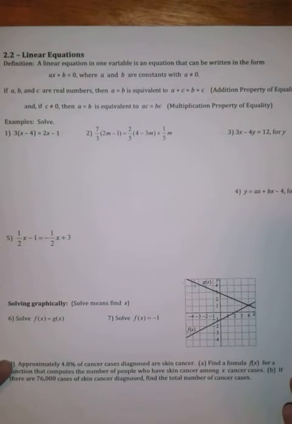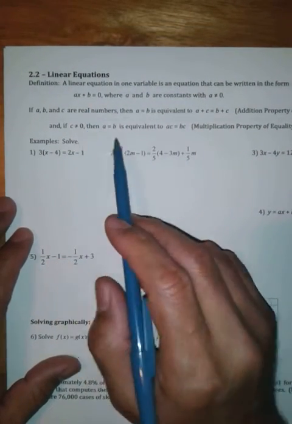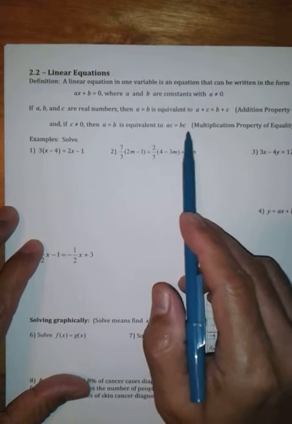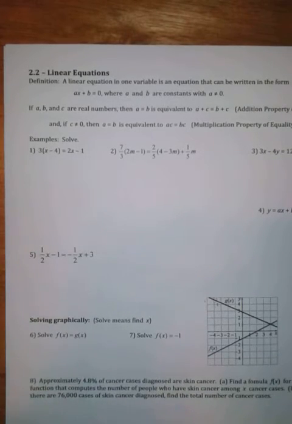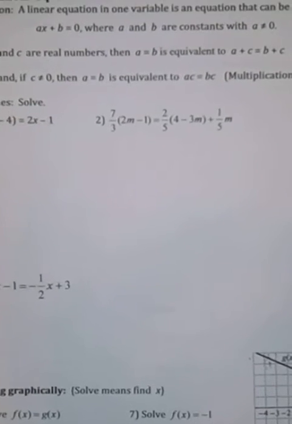All right, this is section 2.2, linear equations. The first thing is that linear equations can be written in the form ax plus b equals 0. The second thing is that you can add or subtract or multiply by any number, except you cannot multiply by 0. Those are the rules that we use for solving equations.